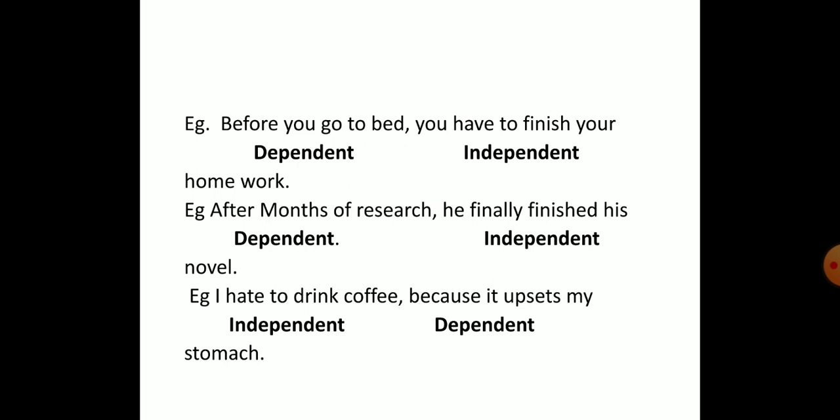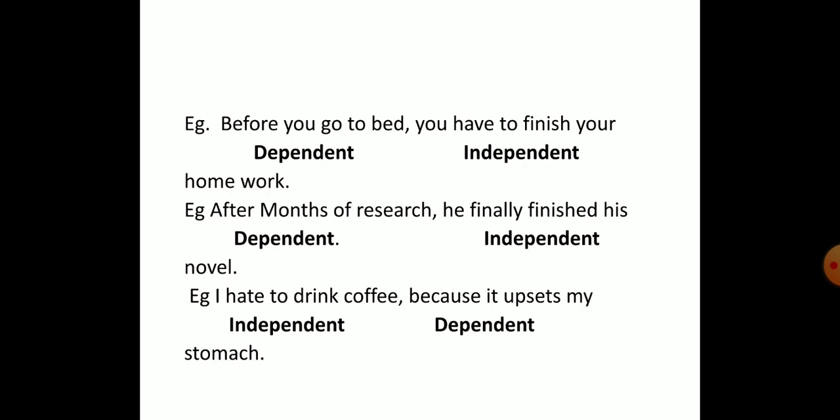"After a month of research, he finally finished his novel." Here, "after a month of research" is a dependent clause and "he finally finished his novel" is an independent clause. Let's see one more example to make things even clearer. "I hate to drink coffee because it upsets my stomach." Here, "I hate to drink coffee" is an independent clause, while "it upsets my stomach" is a dependent clause. Now, I think you are clear with dependent and independent clauses.